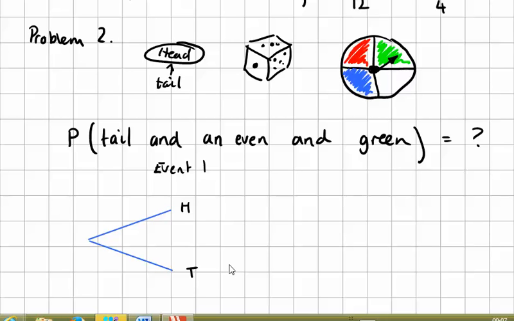Make sense to you? So we get a head or a tail. Now what we do is we say, right, what happens with the dice? What could happen with the dice? Well, I could have got a head, and then what could happen?